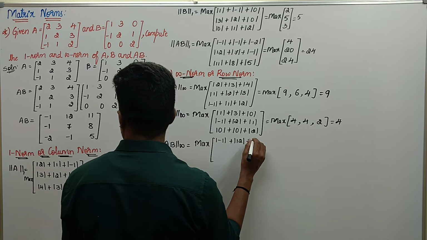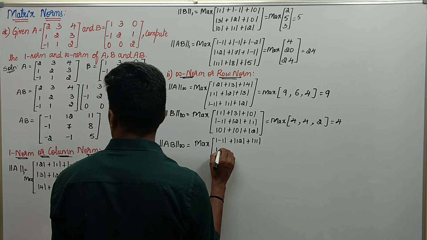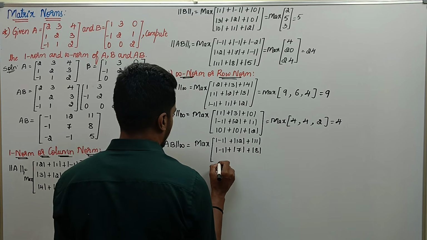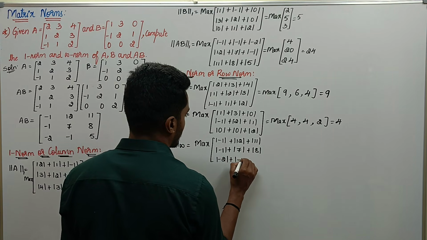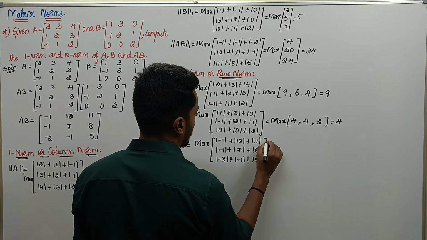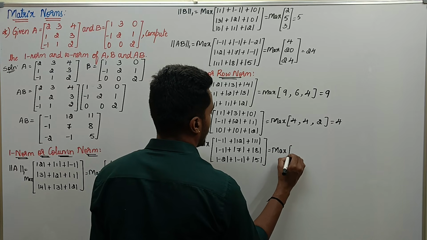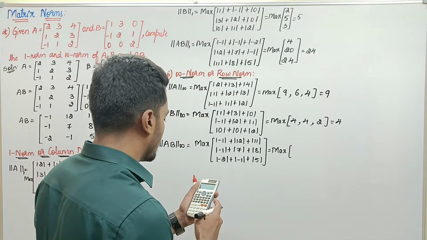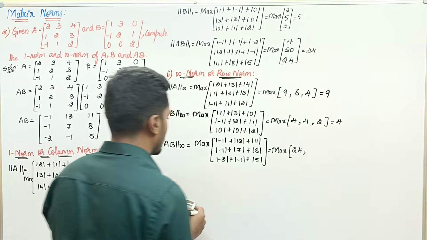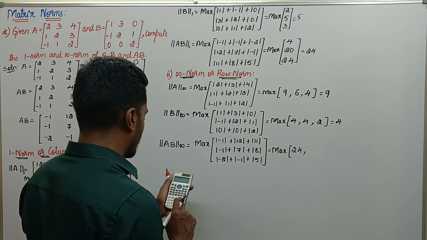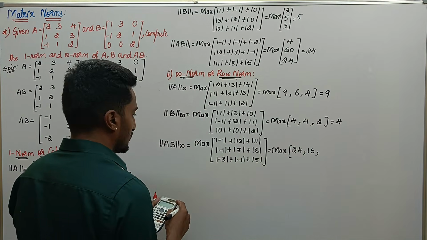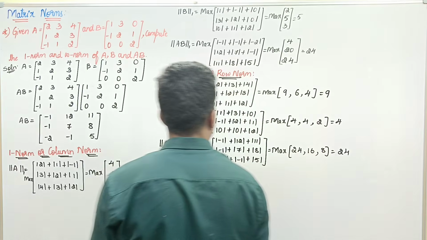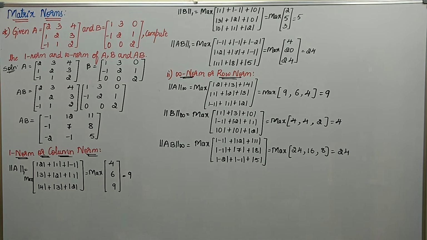The last is norm A into B infinity, the maximum of the matrix: modulus minus 1 plus modulus 12 plus 11. Next we have modulus minus 1 plus modulus 7 plus modulus 8, and modulus minus 2 plus modulus minus 1 plus 5, which is equal to the maximum of, use the calculator to represent the solution. 1 plus 12 plus 11, you get 24, and 1 plus 7 plus 8, you get 16, comma, next 2 plus 1 plus 5, you get 8. The highest is 24.